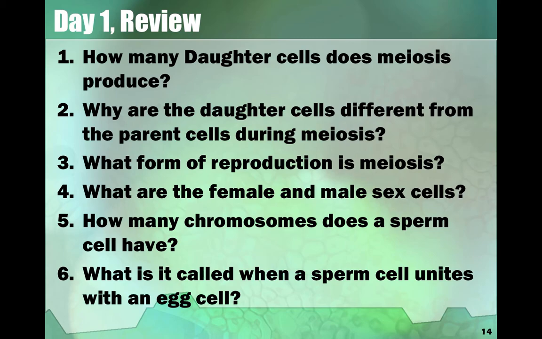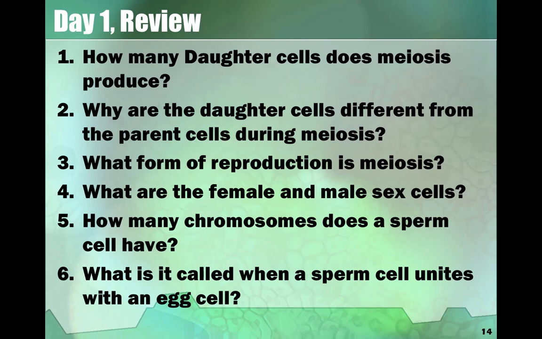What form of reproduction is meiosis? It's sexual reproduction. What are female and male sex cells? Well, we could call them gametes, or we could be more specific, which I think this right here does imply, that the females have eggs, whereas the males have sperm cells. How many chromosomes does each sperm cell have? It should have 23 chromosomes. Same with the female, it should also have 23. What is it called whenever the sperm cell unites with an egg cell? That's going to be fertilization.